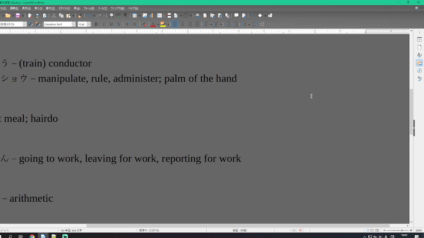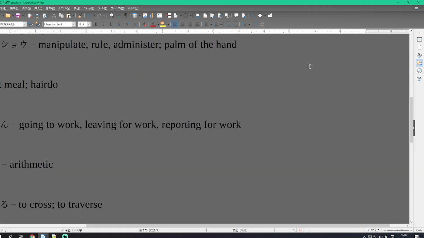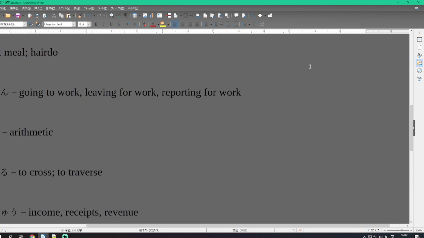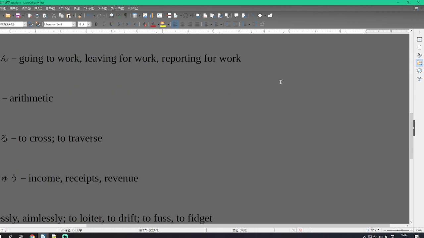Shutsu on the left side for to leave, and kin on the right for your place of employment. Shukin is leaving for work. Arithmetic is sansu. San for counting or calculation of, and su on the right side for numbers. Calculating numbers is arithmetic or sansu.